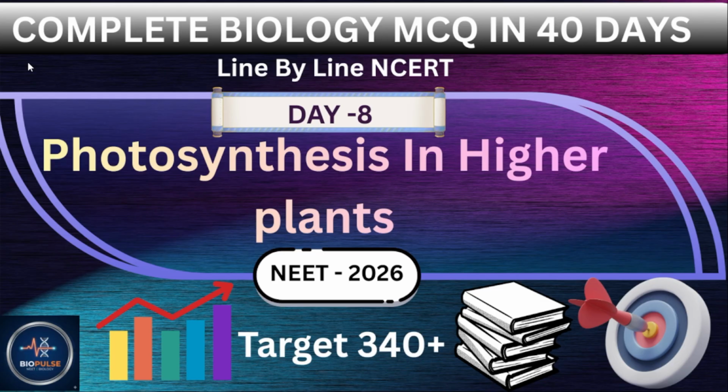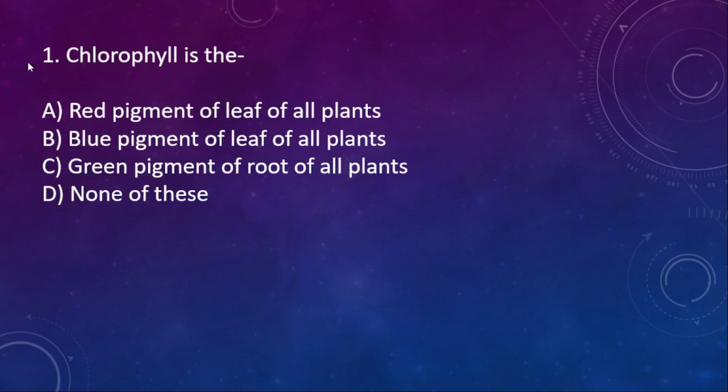In this chapter, we will break down how plants convert simple molecules like carbon dioxide and water into glucose using sunlight. From light reaction to dark reaction, and from C3 to C4 pathway, we will cover everything today. So let's begin. Here comes the first question of the chapter, number 1.